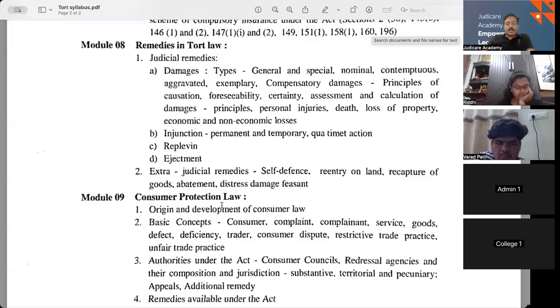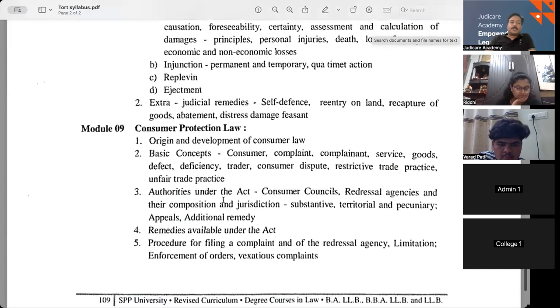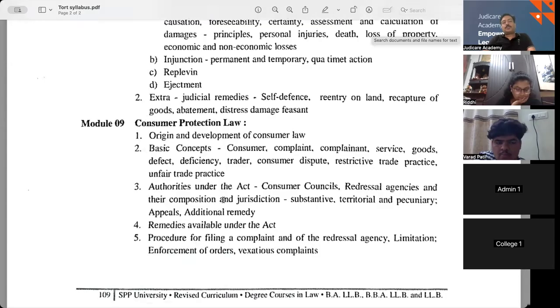So this was module 8, which talked about damages, injunctions, replevin, ejectment, etc. Let's move to the last chapter, which is consumer protection law. I will go through chapter 1 first, which is origin and development of consumer law. Consumer protection law in India is basically designed to promote and protect the rights of the consumer, and this will be discussed further. Historically, consumer protection laws have evolved globally, and in India, to address the growing complexities of consumer transactions and disputes, particularly with the advent of industrialization and globalization.